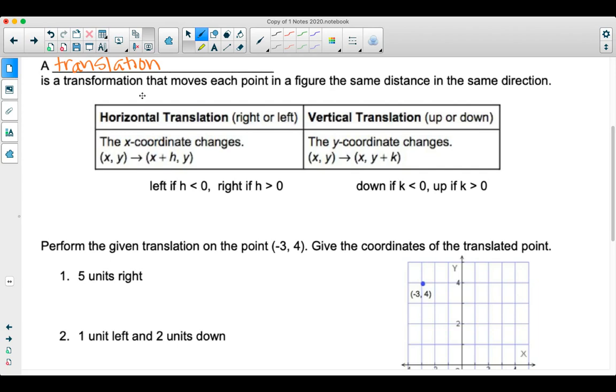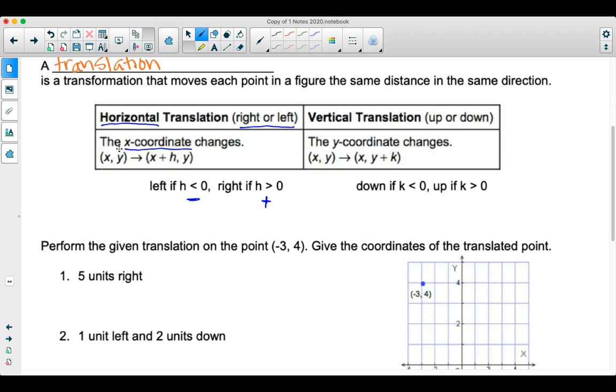A horizontal translation is where you are moving right or left. So horizontal, right or left, and this applies to the x coordinate. So think of the x-axis being your horizontal axis. If you look at this graph down here, your horizontal axis is x. So if you're moving left, this h value here is going to be negative. You're subtracting that number from the original x value. If you're going right, your h is positive. You're adding it to the x value.